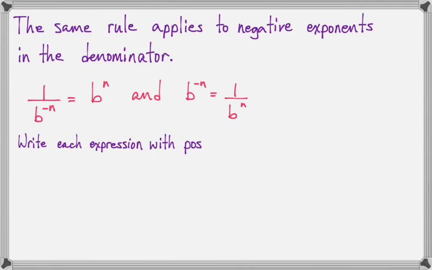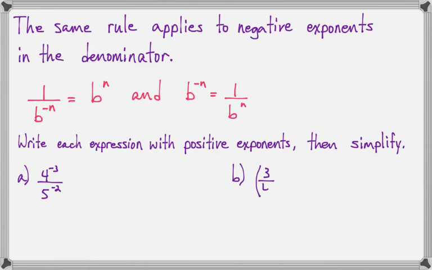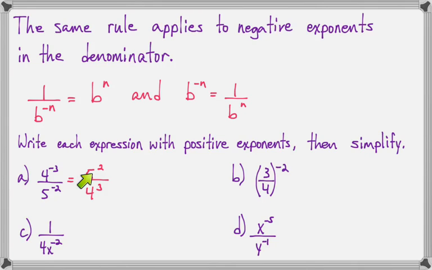So now let's practice again, writing each expression with positive exponents, and then we'll simplify. Okay, this one has 4 to the negative third over 5 to the negative 2. To make the 4 to the negative third have a positive exponent, it will have to move to the bottom. And to make 5 to the negative 2 have a positive exponent, it will have to move to the top. And now we simplify each one. 5 to the second will be 25, and 4 to the third will be 64.